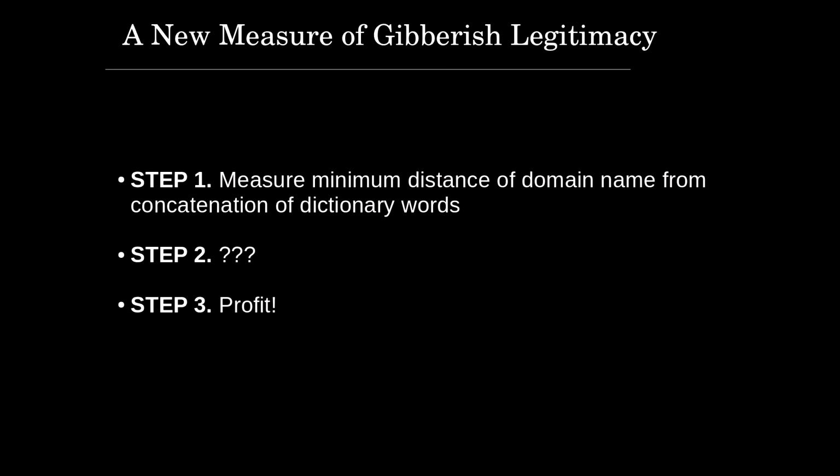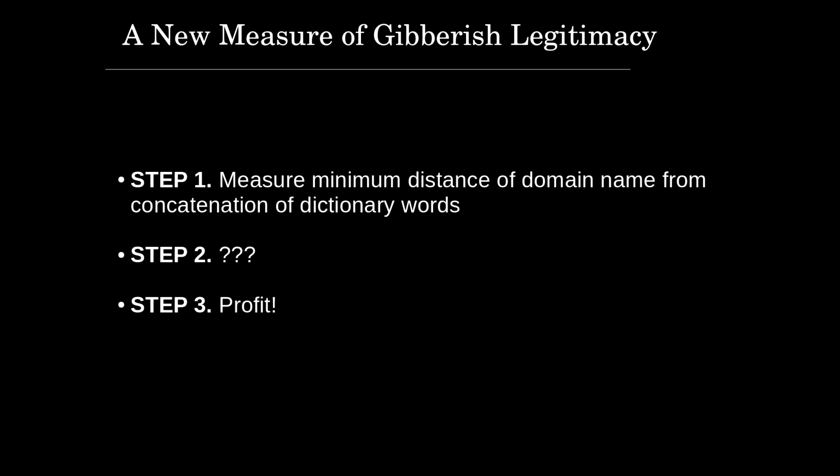Using the criterion of edit distance. I skipped over this, but the edit distance between a word and another word is the minimum amount of insertions of letters, deletions of letters, and edits of letters that you need to get from that word to the other one. So we look at the minimum edit distance between our input and a concatenation of words from the dictionary.